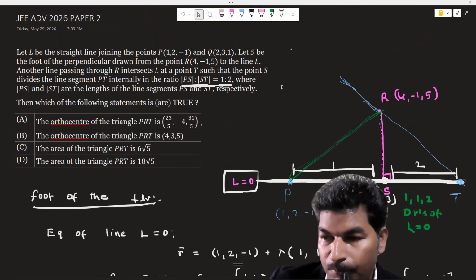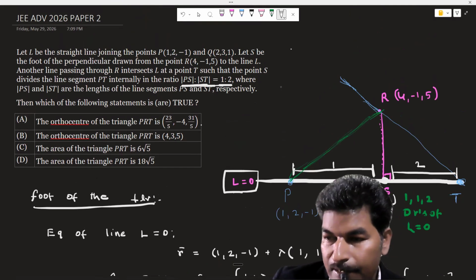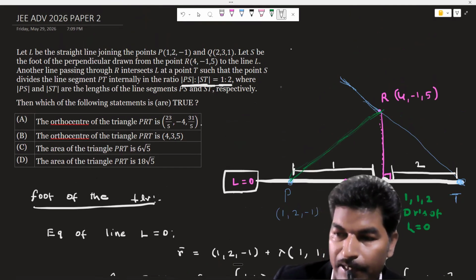Otherwise, I will tell you one more method. Let's calculate the distance PS. What is the distance of PS? Look at the points P and S together.